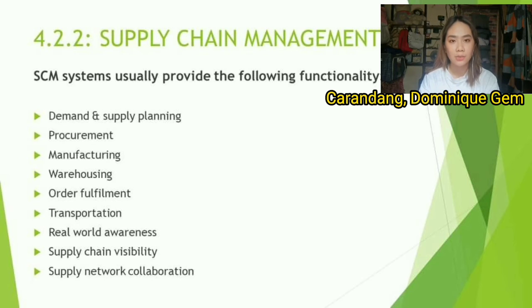Transportation includes freight management, planning and dispatching, rating and billing and settlement, driver and asset management, and network collaboration. Real-world awareness includes supply chain event management, auto ID or RFID, and sensor integration. Supply chain visibility includes strategic supply chain design, supply chain analytics, supply chain risk management, sales and operations planning. Lastly, supply network collaboration includes supplier collaborations, customer collaborations, and outsourced manufacturing.